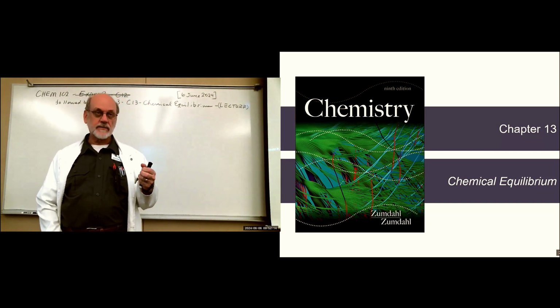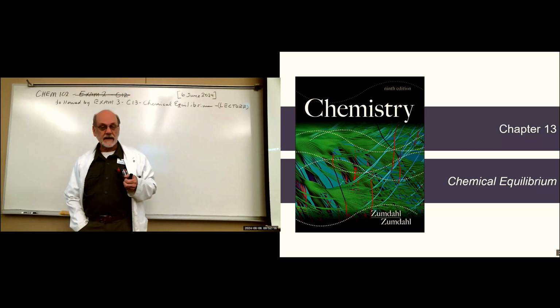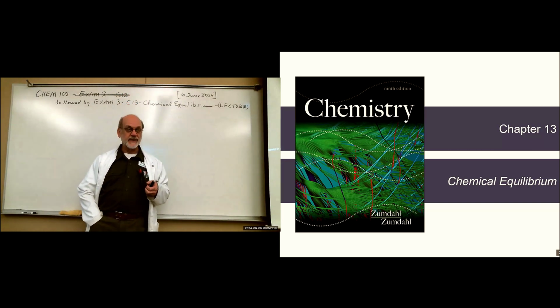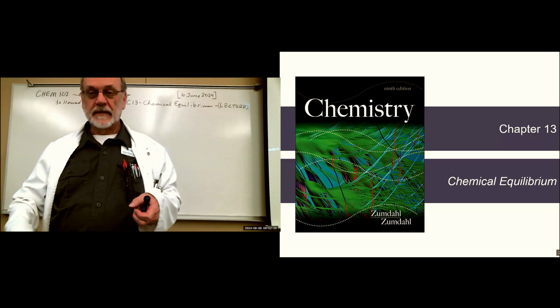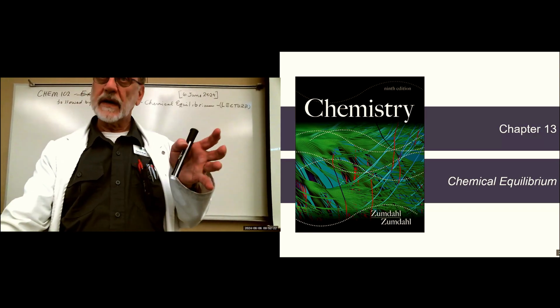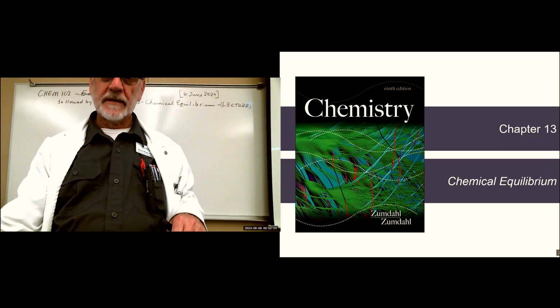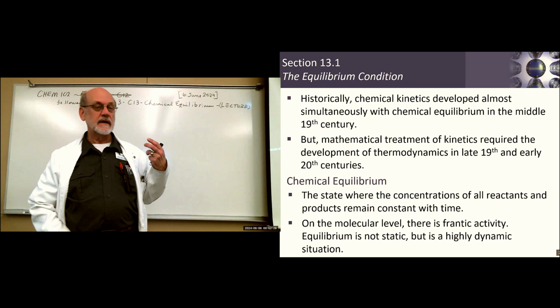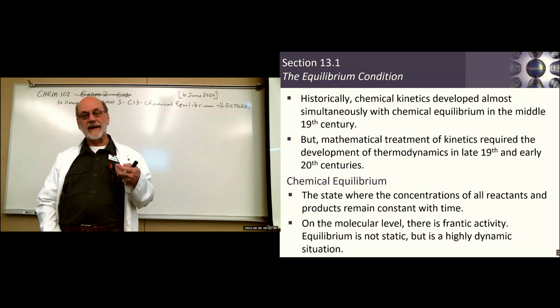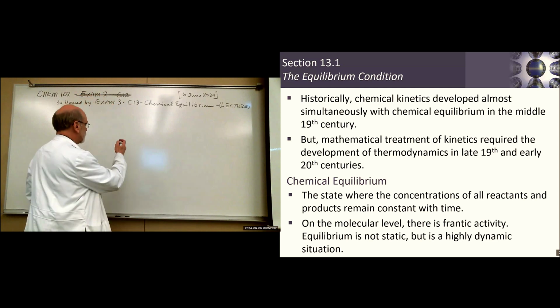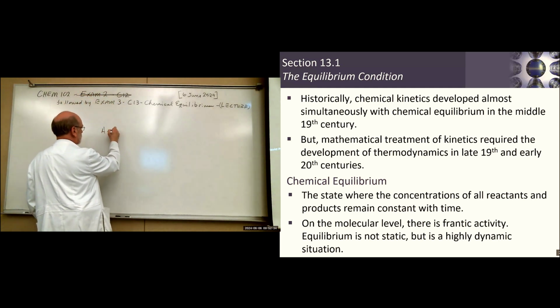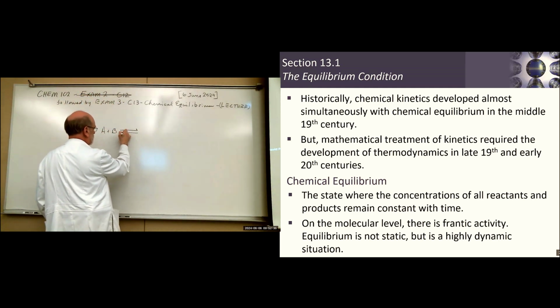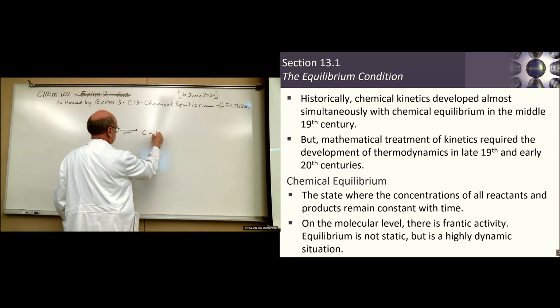Like I mentioned with chapter 12, we study kinetics first because equilibrium is dependent upon kinetics, as we know something about reaction rates now. So equilibrium balances the rate of a forward reaction with the reverse reaction.